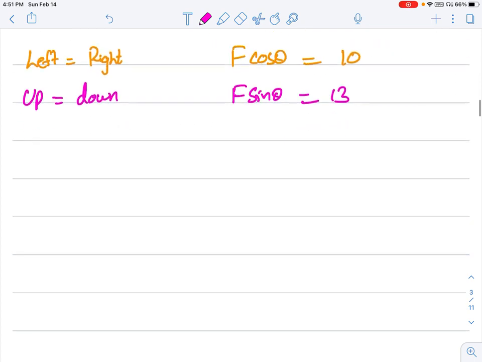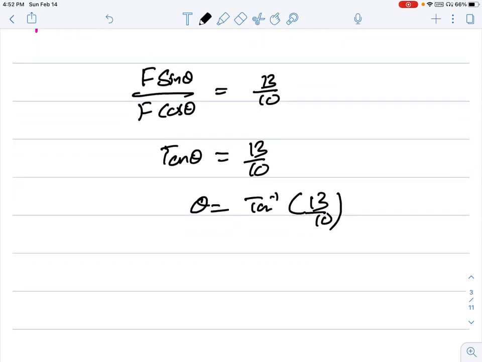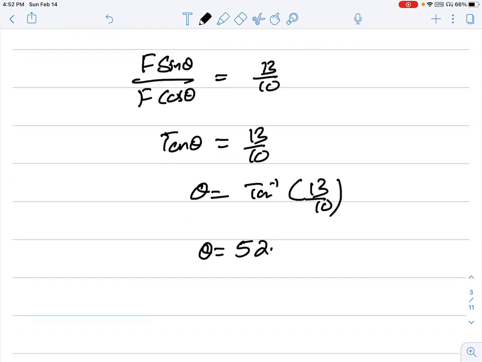So now divide both. F sin theta divided by F cos theta is equal to 13 upon 10. Tan theta is equal to 13 upon 10. Theta is equal to tan inverse 13 upon 10. So from there I get theta value as 52.4 degrees.